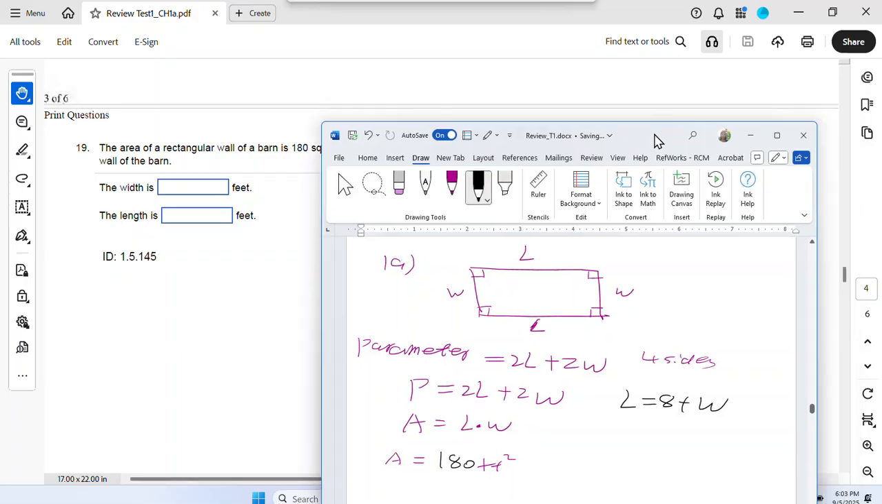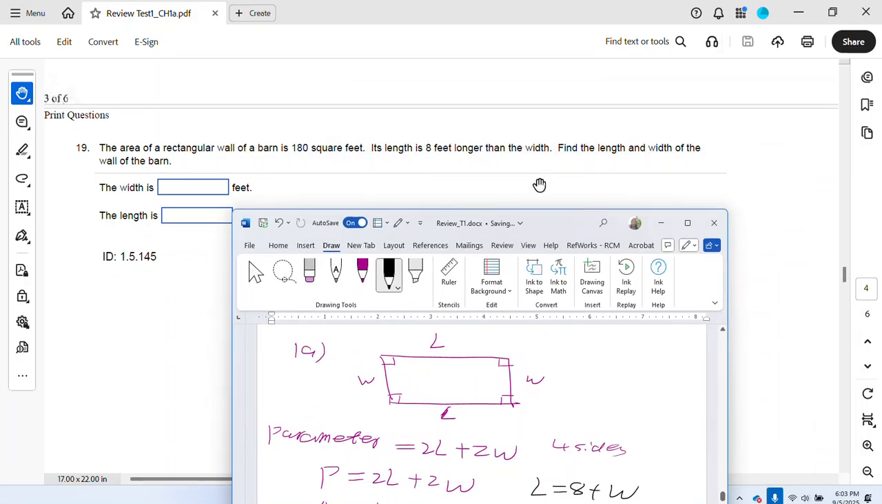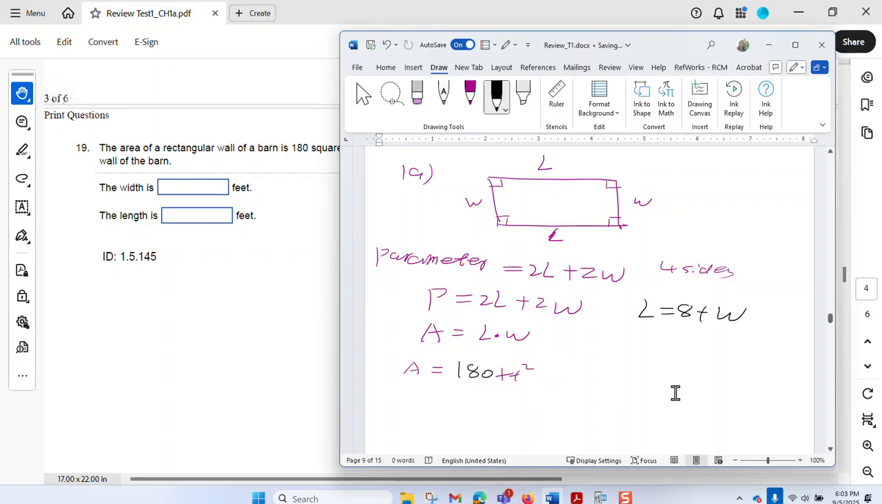All right, so now we have 2 variables, 2 equations. We're going to plug it in, right? So we actually don't really need this formula. We don't need this formula, but I'm just giving you that one in case sometimes we have to use that. But this time we just need to use this formula, right? So my area is 180, and this whole thing is equal to 180, right? And then L is 8 plus W, and I also need to times W, okay? All right, so now we have to solve for this one right here.